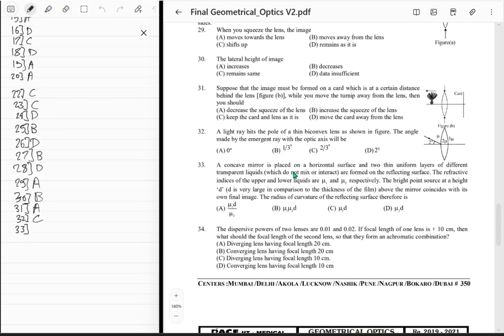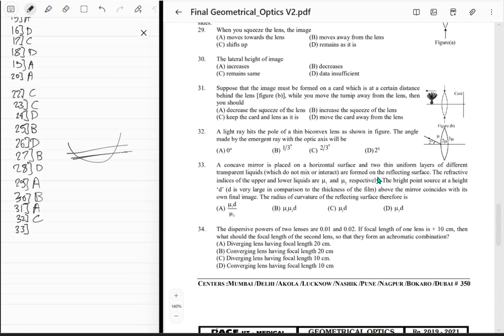So a concave mirror is placed on a horizontal surface, and two thin uniform layers of different transparent liquids are formed on the reflecting surface. So two thin layers, different transparent. Okay, so fine, something like this. And then there are liquids, so I will say, okay, maybe they are just straight surfaces. So you have this and that, right? Okay, and these are both uniform layers, whatever.